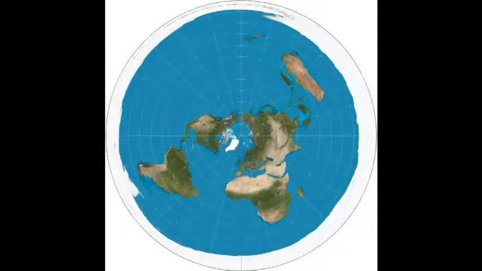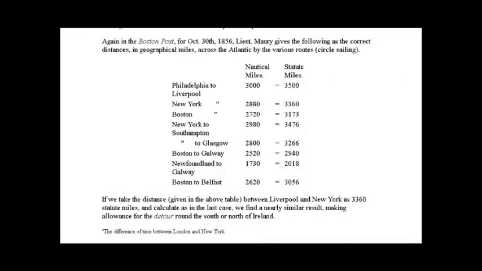2,800 nautical miles, 3,266 statute miles. Boston to Galway, 2,520 nautical miles, 2,940 statute miles. Newfoundland to Galway, 1,730 nautical miles, 2,018 statute miles. Boston to Belfast, 2,620 nautical miles, 3,056 statute miles.